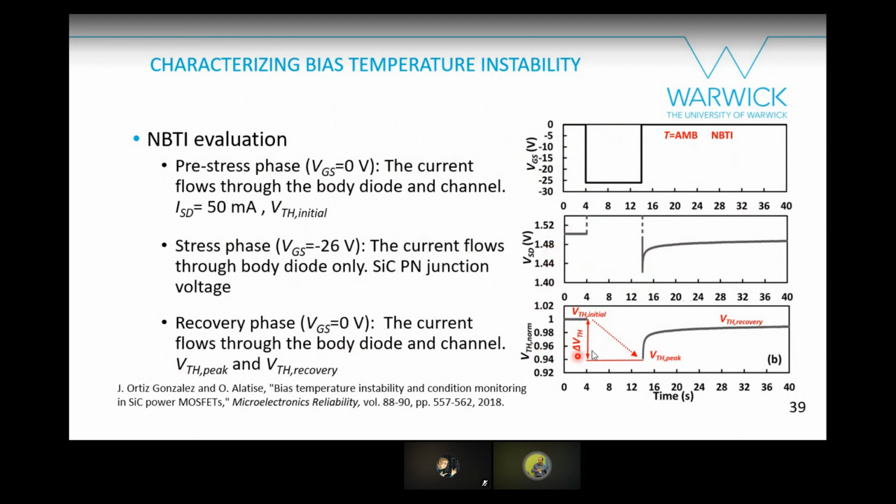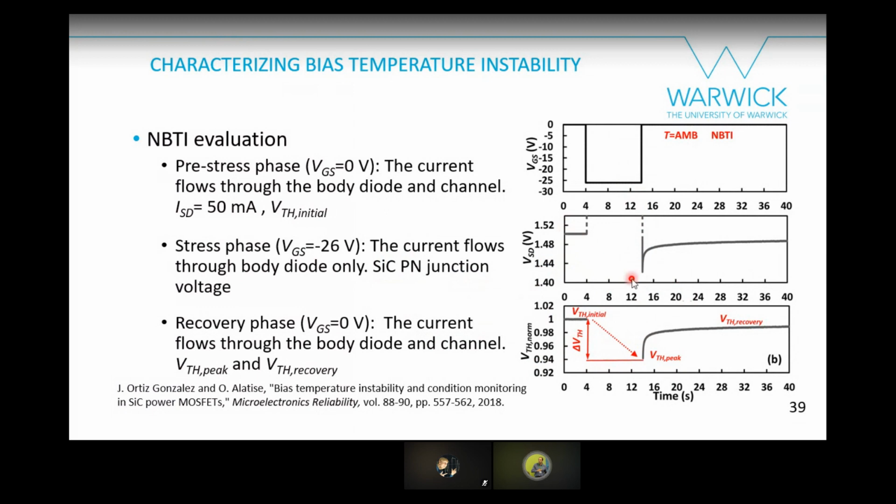Let's see. You start with the first pre-stress. Everything is in the steady state. Then you apply the stress, minus 26. Key here is that the current flows only through the body diode, and you will see a voltage that is equal to the silicon carbide PN junction, so 2.7 volts approximately. And then when you remove the stress, the current will flow again through the body diode and channel. If you have shifted your threshold voltage down, more current should flow through the channel, VSD should reduce. And you see that it has reduced.